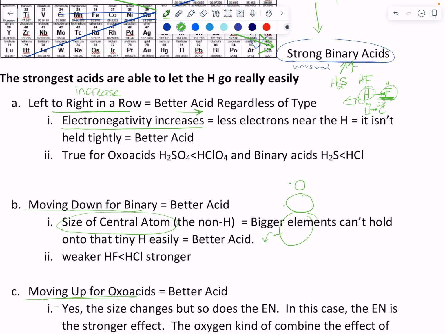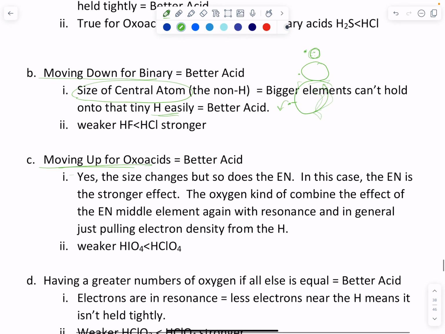So again, it just can't hold onto it very easily because all of its electrons are all over the place. Even here, it's going to be hard to hold on to it, but at least there are more electrons that might be nearby that hydrogen. So when you go down, it has to do with the size. The size makes it easy for the little H to pop off, the bigger it is. The reason that the oxo acids don't do it is because it's the electronegativity of the other element.